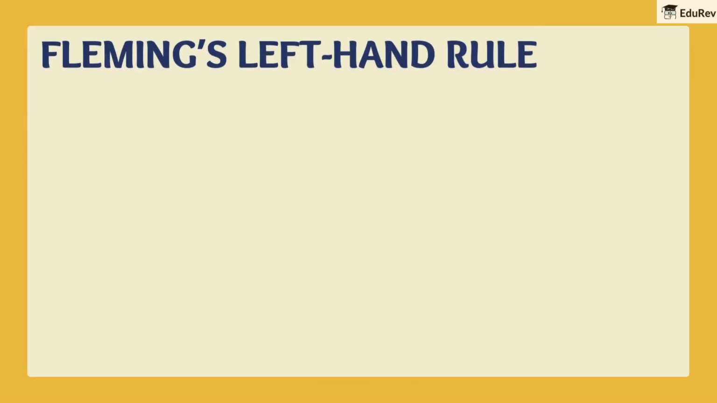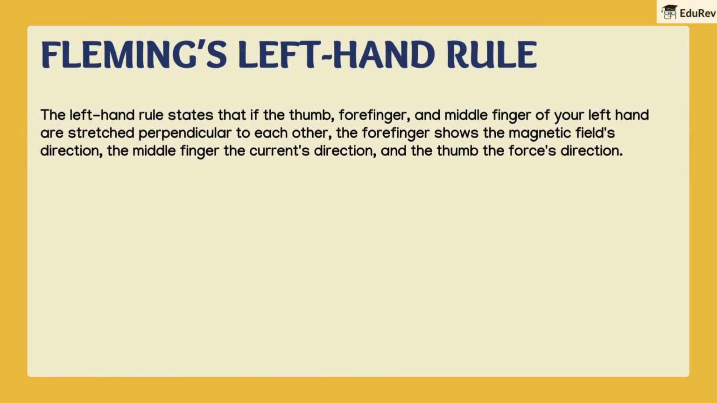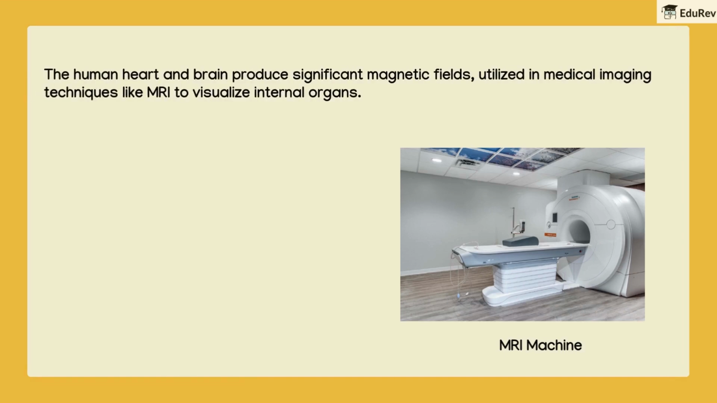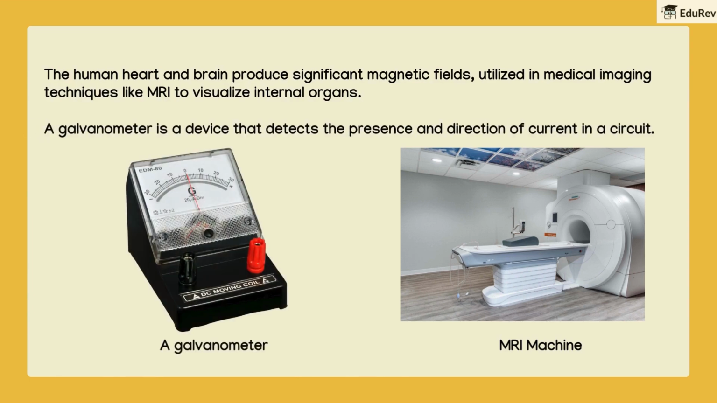Fleming's left-hand rule. The left-hand rule states that if the thumb, forefinger and middle finger of your left hand are stretched perpendicular to each other, the forefinger shows the magnetic field's direction, the middle finger the current's direction, and the thumb the force's direction. The human heart and brain produce significant magnetic fields, utilized in medical imaging techniques like MRI to visualize internal organs. A galvanometer is a device that detects the presence and direction of current in a circuit.